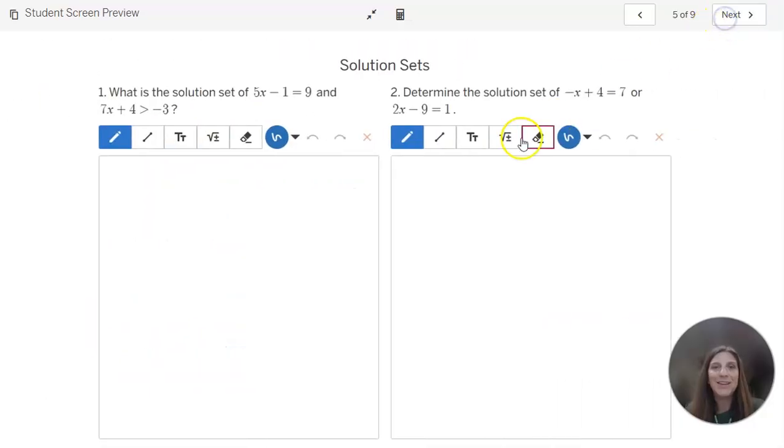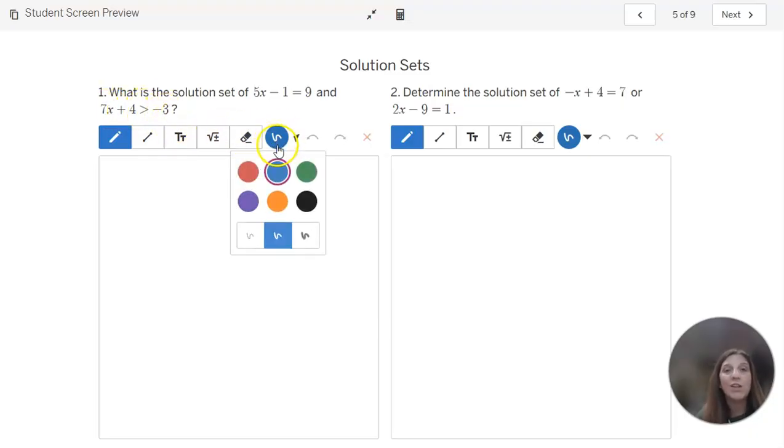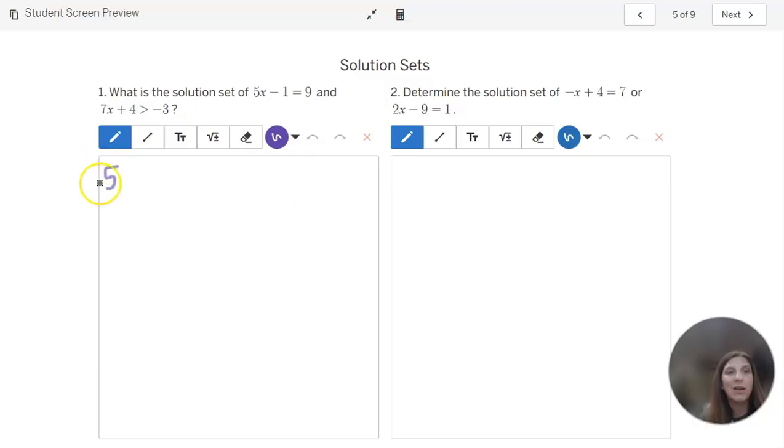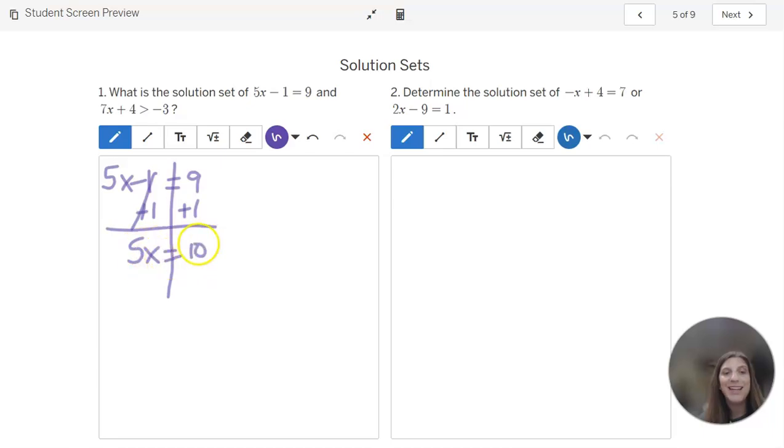All right, let's try another example. So now we want to know what is the solution set of 5x minus 1 equals 9 and 7x plus 4 is greater than negative 3. We're going to solve these separately. So let's start with 5x minus 1 equals 9. We're going to add 1 to both sides. 5x equals 10. Then we'll divide by 5 on each side.